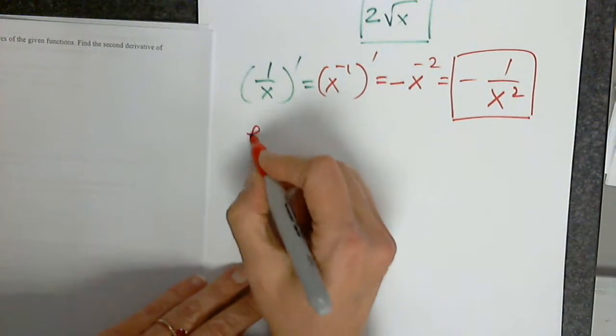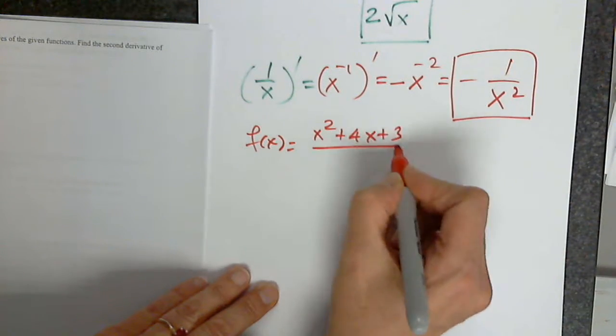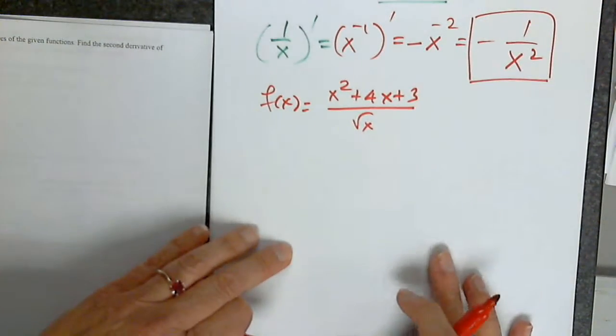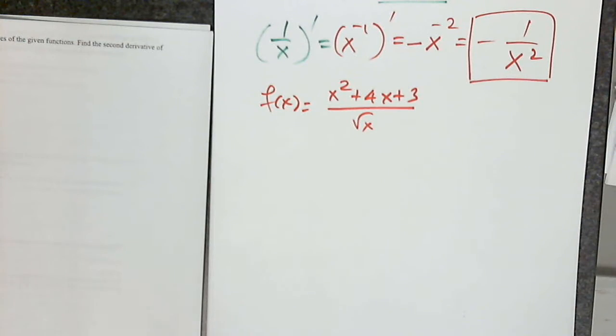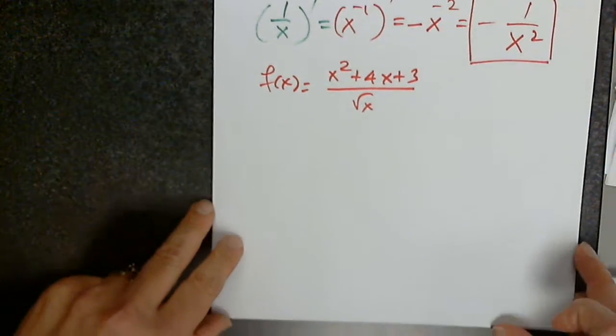So then we have f of x equals x squared plus 4x plus 3 divided by the square root of x. Any suggestions on this problem? Of course, we are asked to find f prime. Any suggestions?